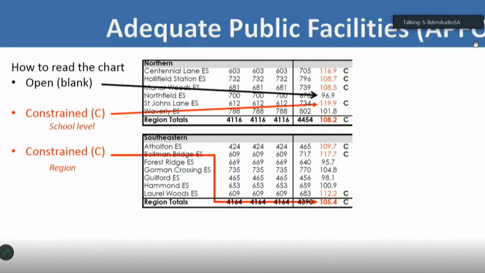The 2023 elementary schools capacity chart is included in attachment 2 of the board report. The test year in this chart is 2026-27 and reflects the capacity utilization rates with the Board of Education requested FY24 capital budget capacity projects and spring 2022 projection. For the 2023 APFO school capacity chart, 15 elementary schools are individually constrained. 2 regions, the northern and southeastern, are constrained as well. This brings the total number of constrained elementary schools to 21.